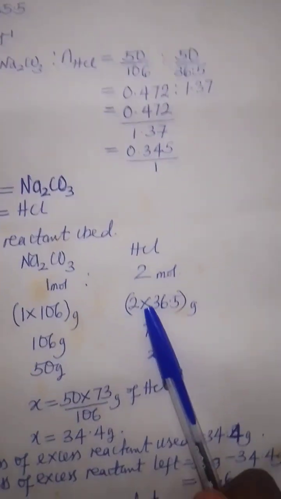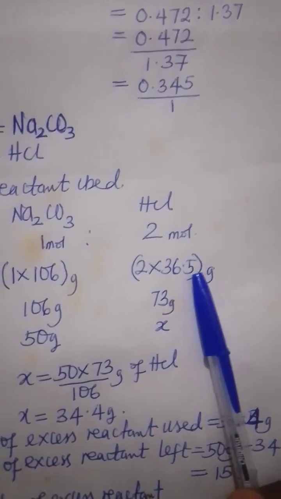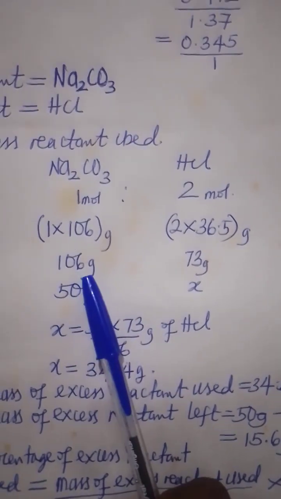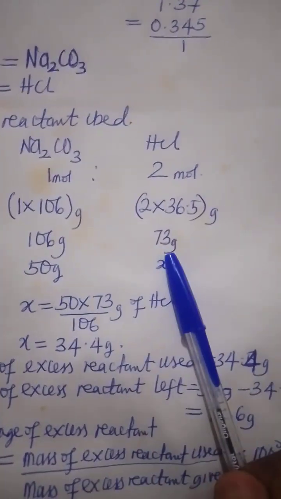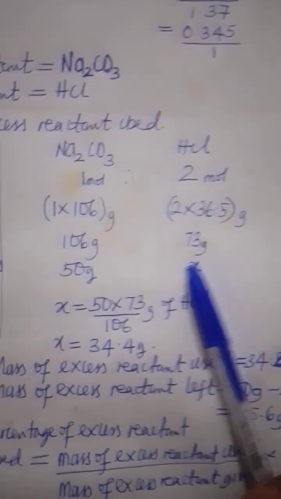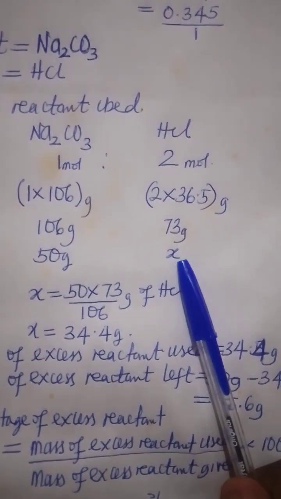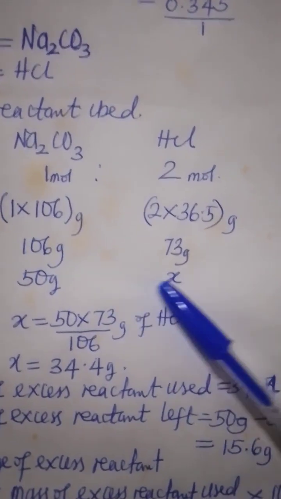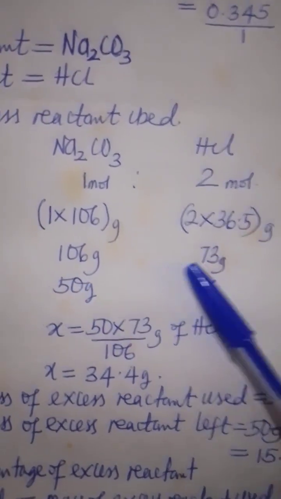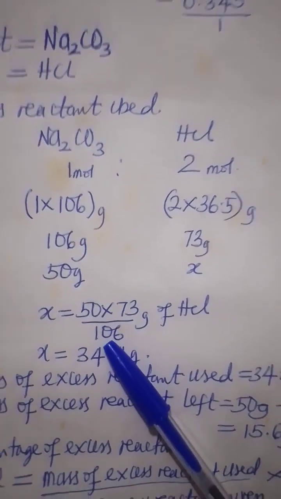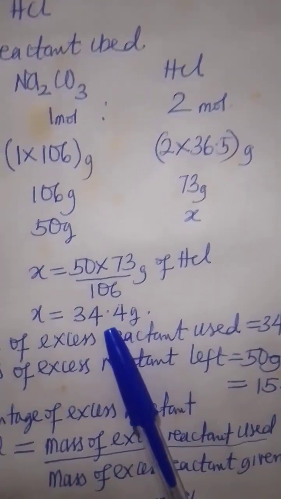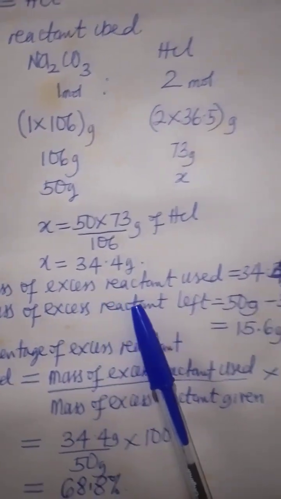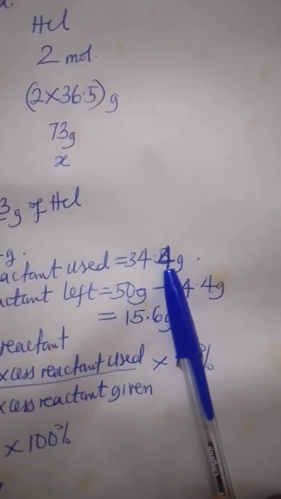If you do the same thing here, the molar mass of HCl is 36.5. If you multiply by 2, you are going to get 73. So 106 grams will react with 73 gram. So 50 gram will react with X. Remember I said the side facing what you're looking for will be used for division when you cross multiply. So when we are cross multiplying, we do 50 times 73 divided by 106. Once you do that, you're going to get 34.4 gram. Hence, the mass of the excess reactant used is 34.4 gram.